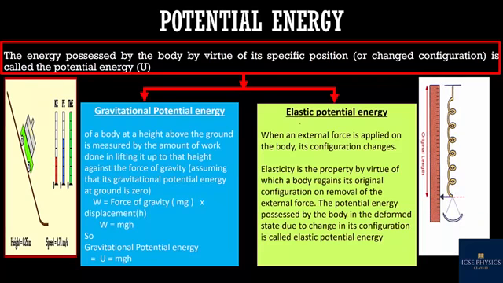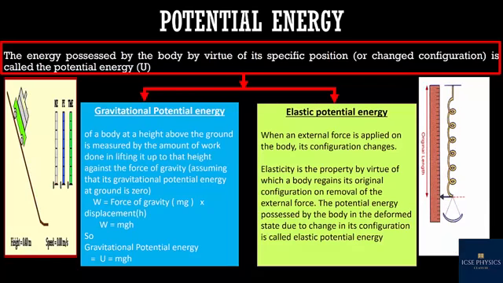Then what is elastic potential energy? Whenever an external force is applied on a body, its configuration changes. As you can see in this spring, whenever force is applied, the length changes and the width changes. So elasticity is the property by virtue of which a body regains its original configuration on removal of the external force. When I remove the weight, what happens? It regains its original position. Potential energy possessed by the body in the deformed state due to its change in configuration is elastic potential energy.